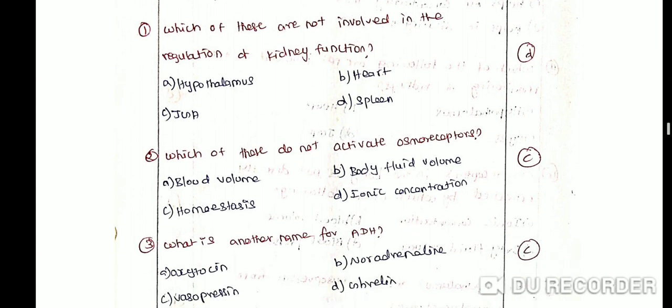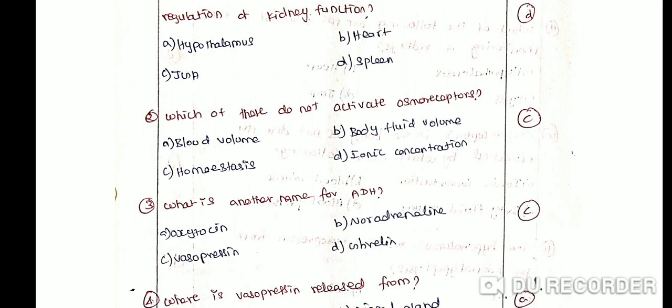Next question: which of these do not activate osmoreceptors? Option A, blood volume. Option B, blood fluid volume. Option C, homeostasis. Option D, ionic concentration. The correct answer is option C, homeostasis.